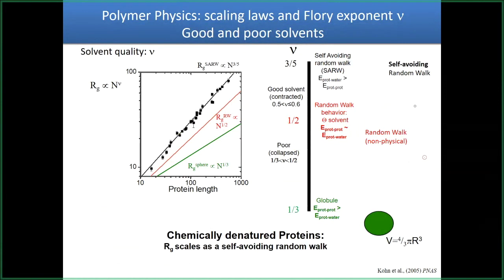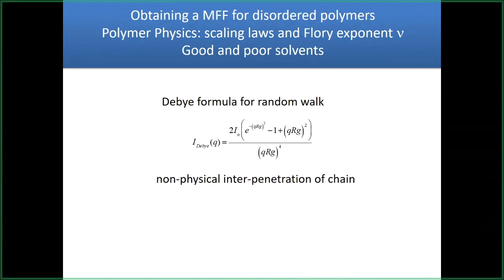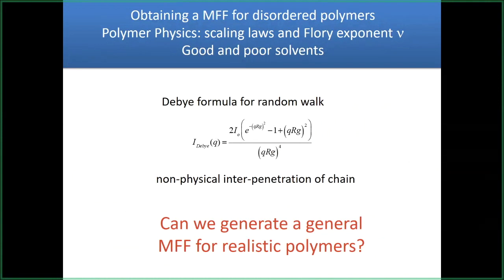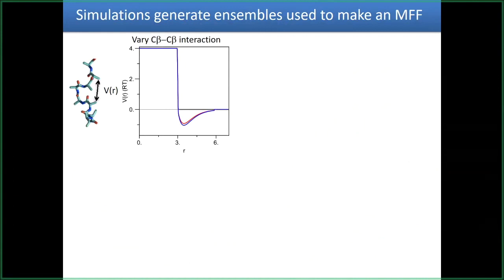All right, so this is the random walk derived assuming just a square root of n. And the question I wanted to ask is, how can we come up with a general molecular form factor for realistic polymers? There is really no way of doing it, so we do what many people do nowadays, we turn to simulation.